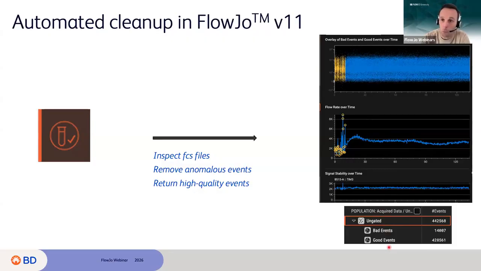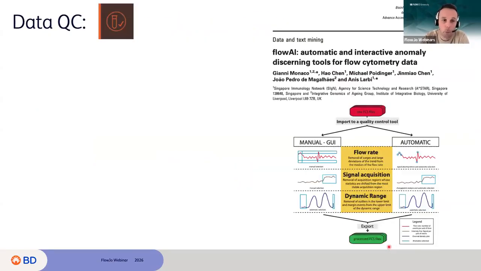So what algorithm, or how does it work? We base the FlowJo 11 QC on FlowAI. FlowAI has been published, so you can read the paper. It's the paper from Germany, Monaco, from the Singapore Immunology Network.